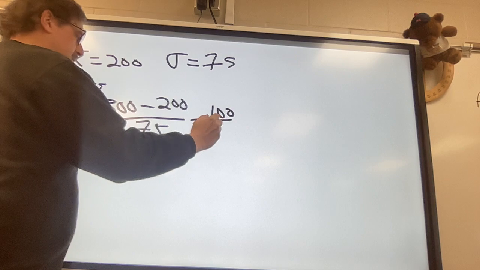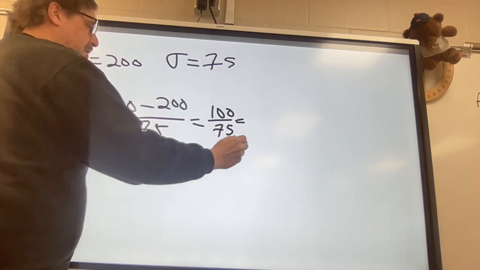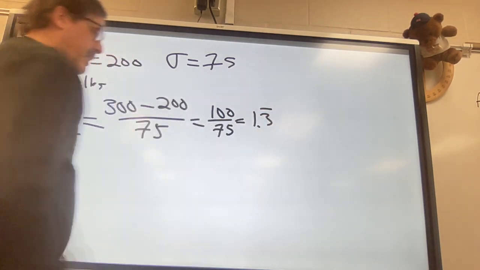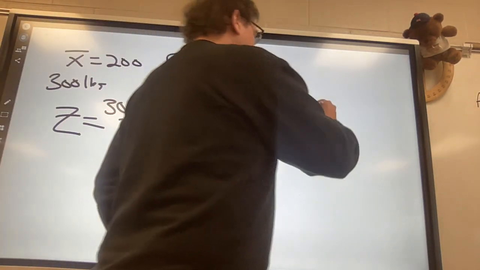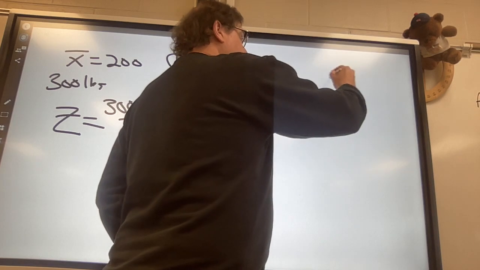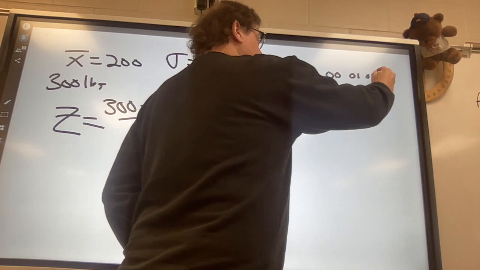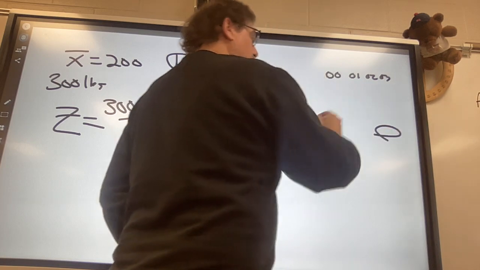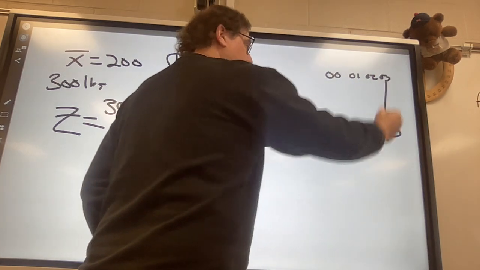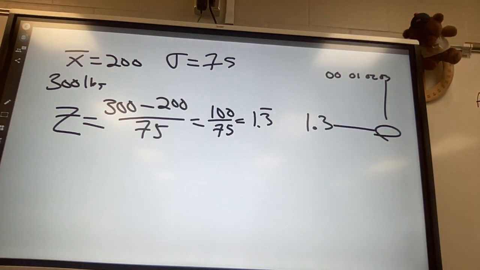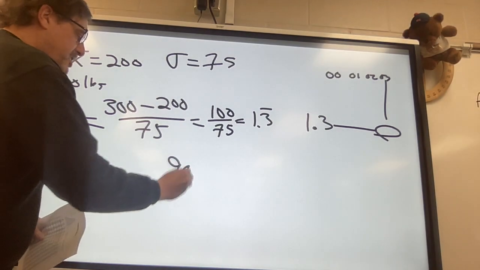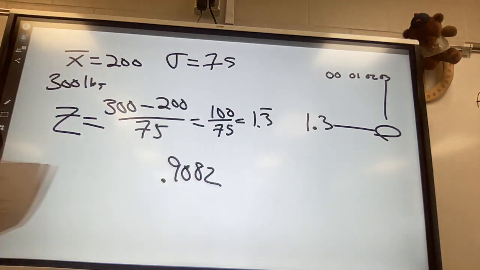And I believe, did I do something? Is it 1.3 repeating? Did I do that right? Yep. Okay, cool. Now, on your Z-score table, look for 1.3, and then there's 0.00, 0.01, 0.02, 0.03. So you'd look for 1.33. Look up here if you don't know what I mean. You look up there and find 1.33. It's 0.9082, I see that. Yep. 0.9082.